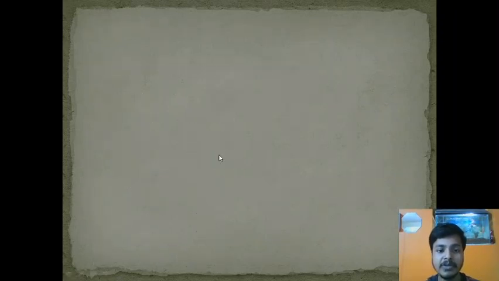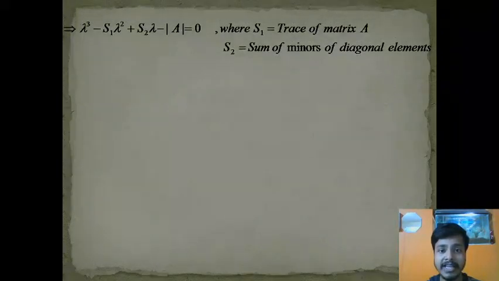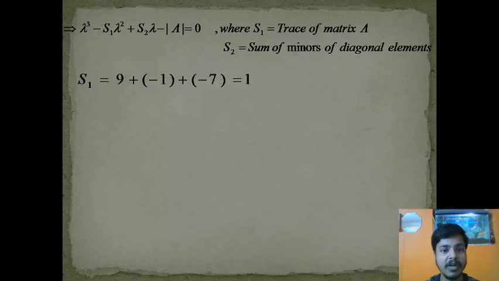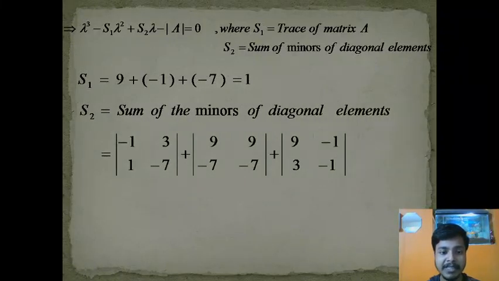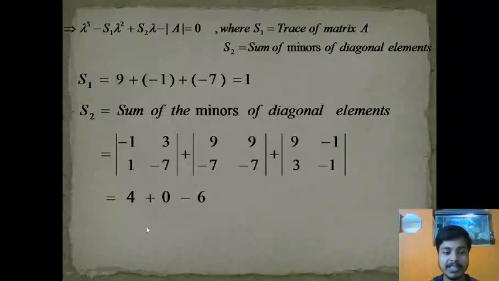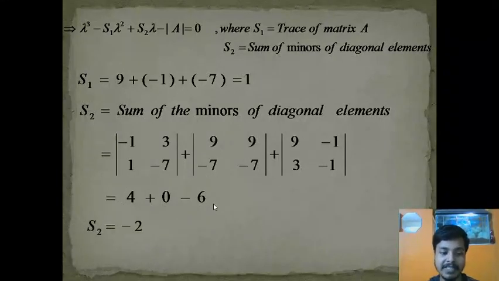The trace we have found is 1. What is S2? S2 is the sum of the minors of the diagonal elements. When you solve this, you'll get 4 plus 0 minus 6. Now these are the values we are getting, and only a genius can solve this type of equation. So what is the answer? The answer is minus 2.